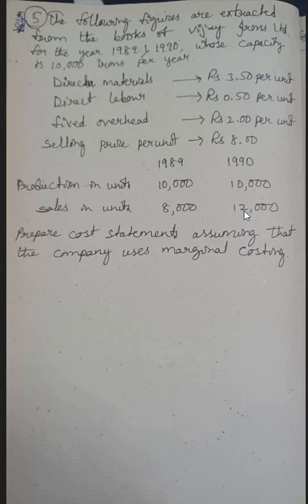How is it possible? Here it sold 8,000 out of 10,000. These 2,000 units were forwarded to 1990. That's why it sold 12,000 units. Here it is asking us to prepare a cost sheet assuming that the company uses marginal costing.